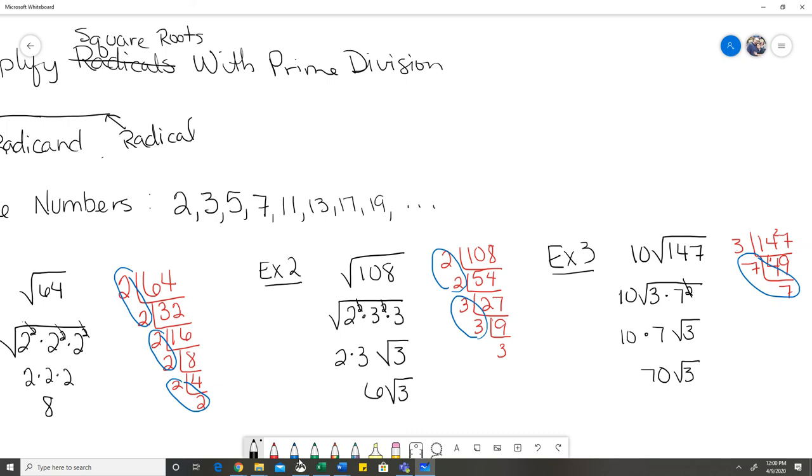So that's where I'm going to leave you for today on simplifying square roots with prime division. I did tell you that you could simplify other radicals with prime division. If you're looking for the cubed root of a number, instead of looking for pairs of prime numbers, you're looking for triples of the prime number. If you're looking for the fourth root of a number, then you're looking for a set of 4 of the same prime number. So this prime division can be used with multiple radicals to simplify them.